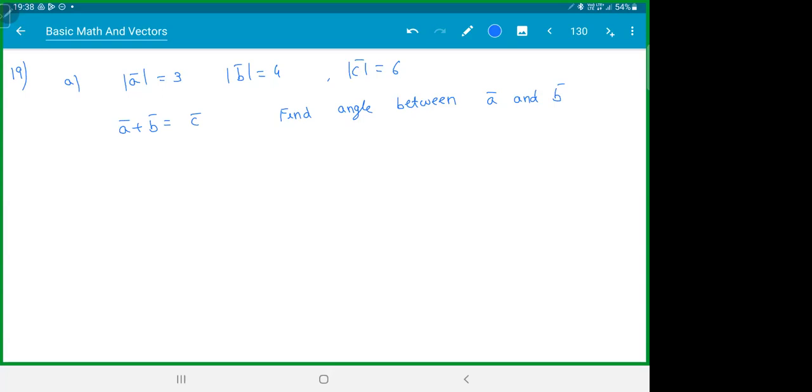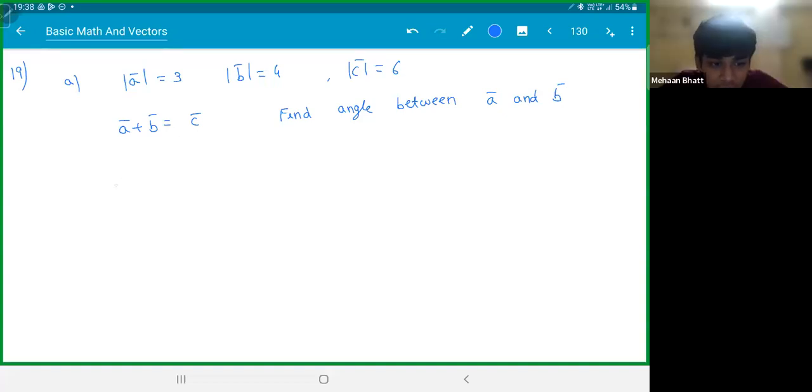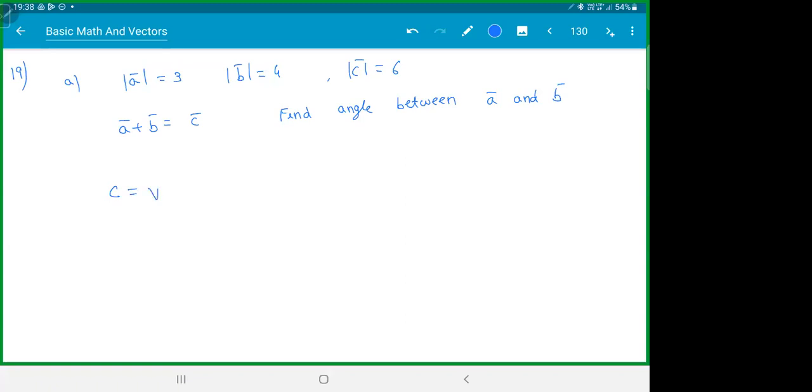What is the answer? Someone got cos inverse 11 by 24. Yes, sir. So here the resultant will be C is equal to root over A square plus B square plus 2AB cos theta. Directly formula dump it. There's nothing there. This guy will be 6, root over 3 square is 9, 16, 2 into 3 into 4, 24 cos theta. Square it on both sides.